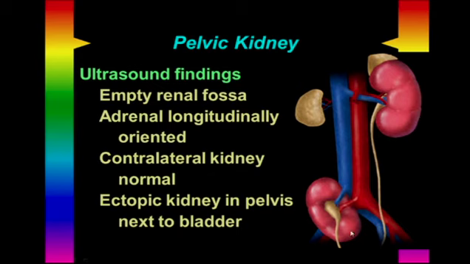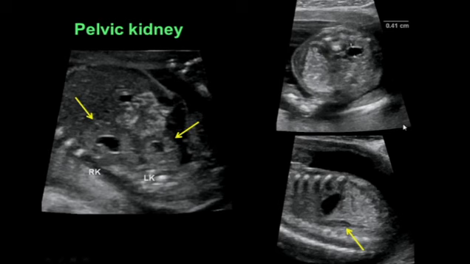And when we look in the pelvis, we'll see the pelvic kidney sitting next to the urinary bladder. The contralateral kidney will be normal in size rather than compensatorily enlarged. So here's a fetus with a pelvic kidney with a little bit of fluid in the collecting systems of each of the kidneys. We see on a transverse view of the fetal abdomen that we have one kidney here with a little fluid inside it, but no kidney in the contralateral renal fossa.